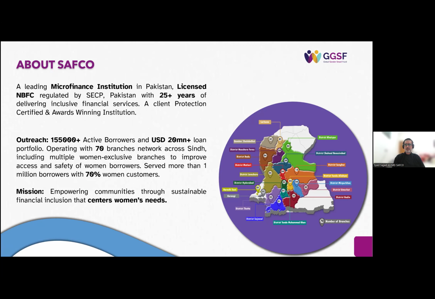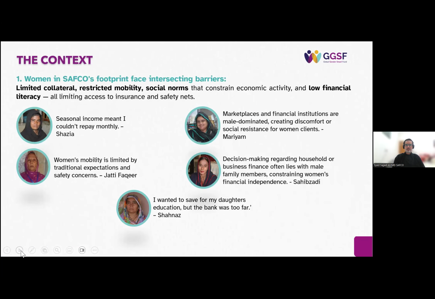We have served more than 1 million households with around 38 billion PKRs, and most of the borrowers are women, particularly over 70%. So we are working by envisioning to empower communities through sustainable financial solutions, and our approach is a women-centric approach. So with regards to context, what problem do we actually try to address?